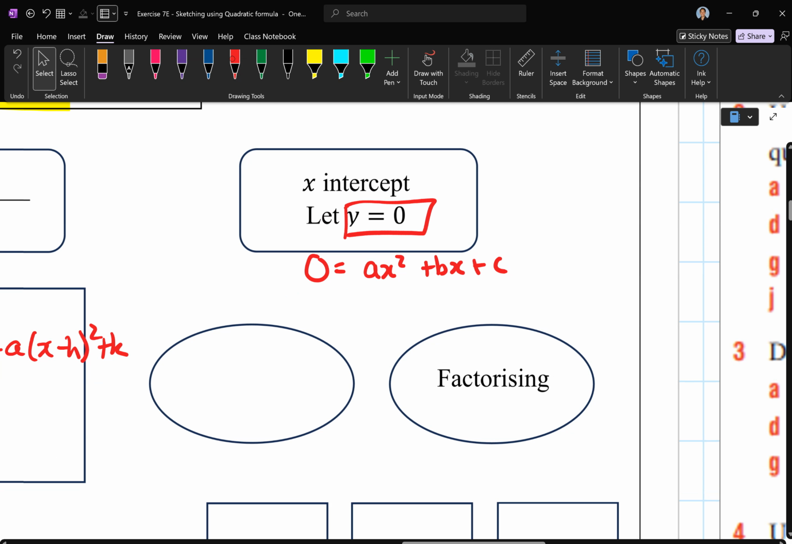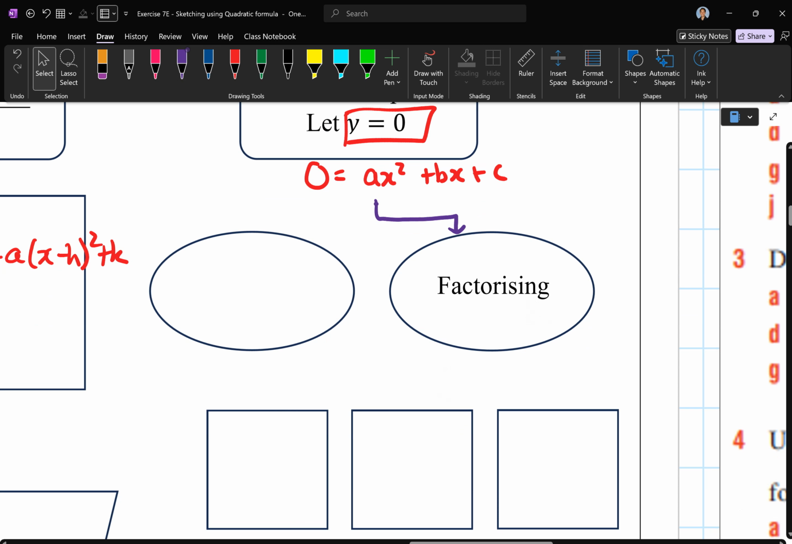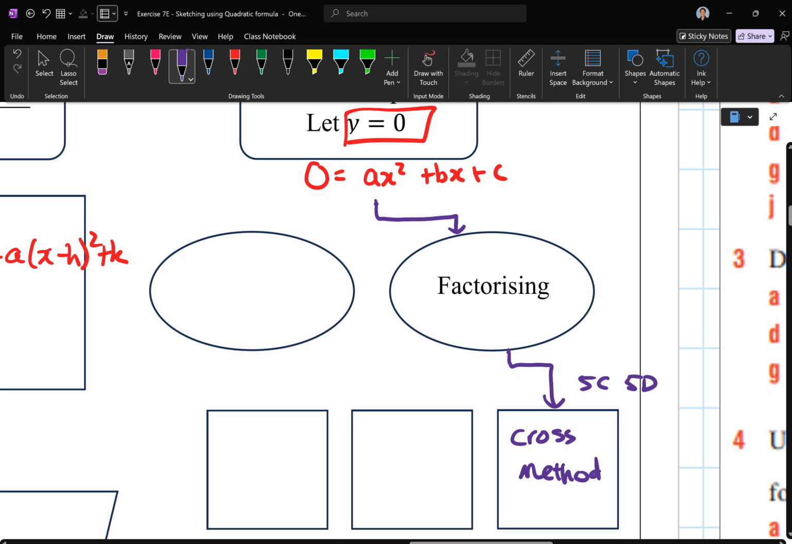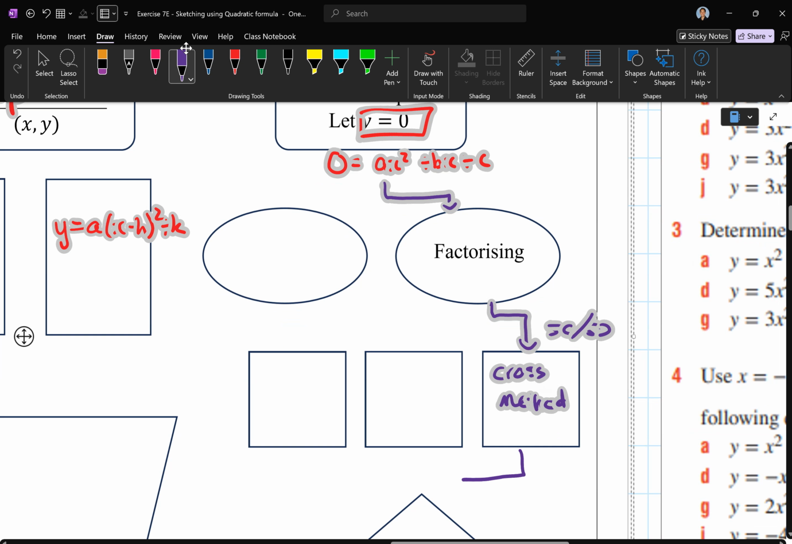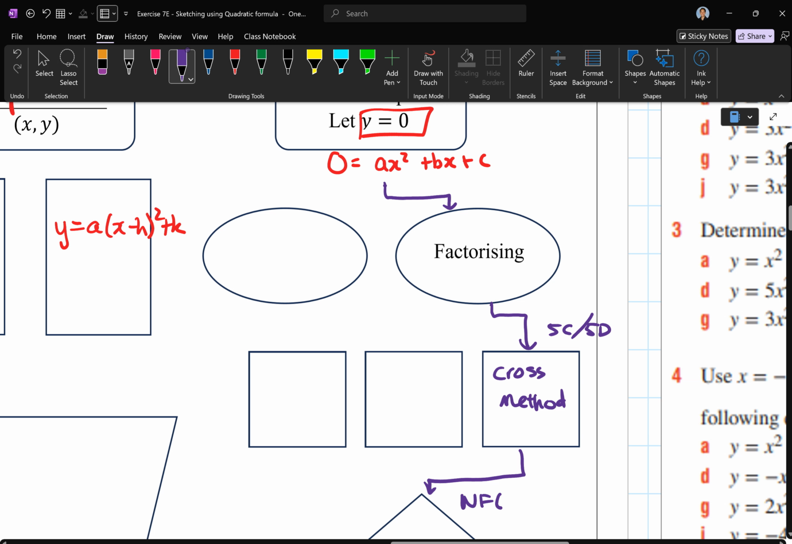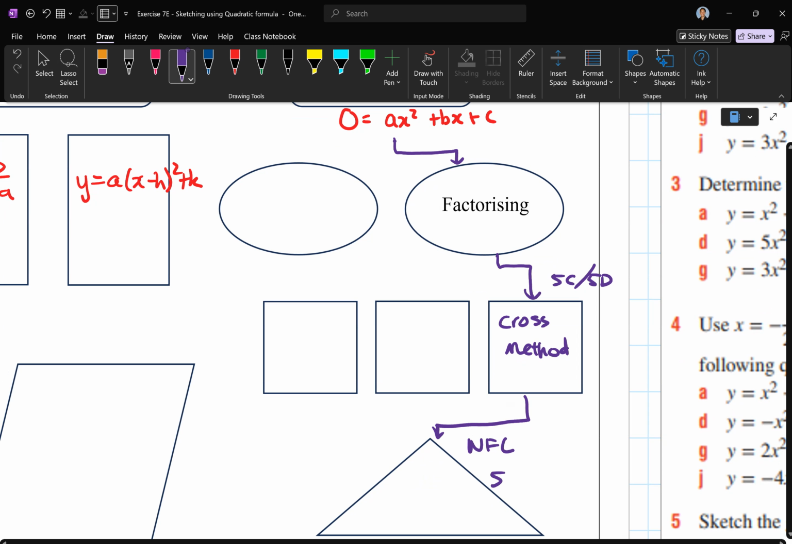So there are 2 ways to do this. You've got to solve it, you can learn to factorize, which is what you've been doing. Factorizing, you had the method called cross method or grouping method. This was 5C, 5D. This is why I said if you couldn't do 5C, 5D, that whole branch there is gone. Okay, so 5C, 5D was key. And then from there, you use null factor law, NFL, which is exercise 5F to solve. That's how you found your x-intercepts.